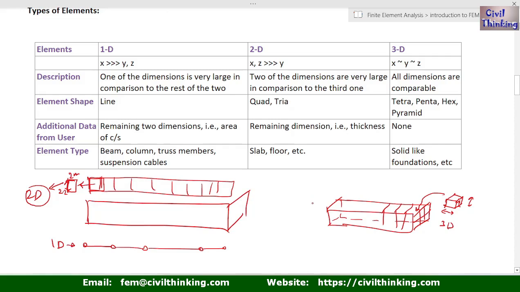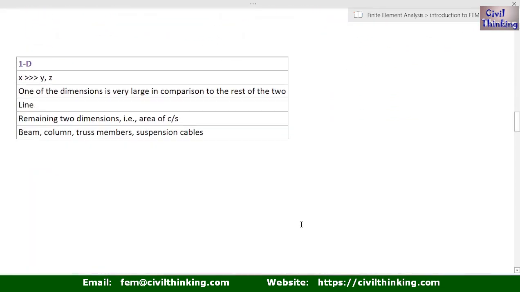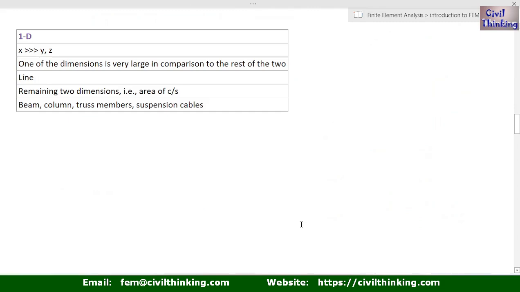So we will talk one by one about all of these, 1D, 2D and 3D, okay. So let us move on and begin one by one. Now what happens in 1D? 1D is, for example, let me say x is greater than y, z. Let me show it here.